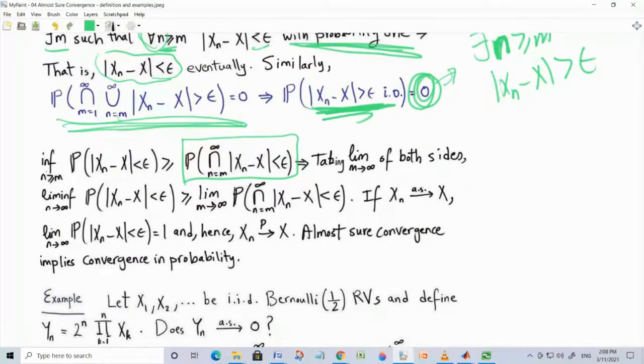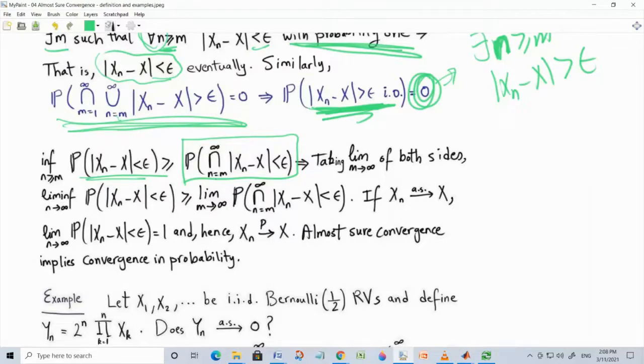Once you intersect, if you think of it in terms of sets, you are getting something that remains as is or gets smaller and smaller. And so this probability is bounded by the infimum over n greater than or equal to m of this probability.